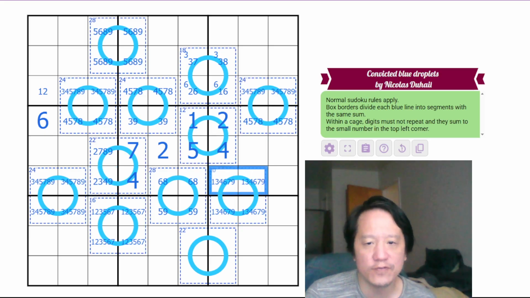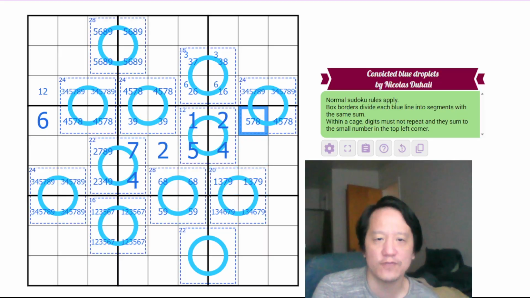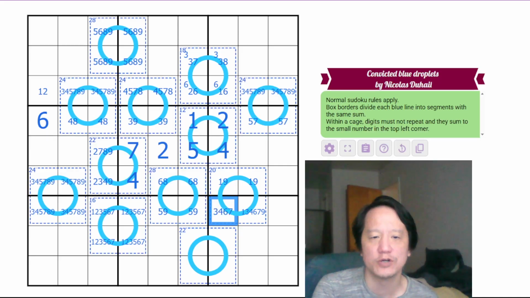This cannot be 4 and 6 here. This can't be 4 and 8 here because of 4 in the box. This is 5, 7 as a pair. That eliminates 5, 7 in the rest of the row. So this is 4, 8 as a pair. This 5, 7 pair eliminates 3 and 7, adding up to 10 here. So it's 1 and 9, which eliminates 1, 9 in the rest of the row.